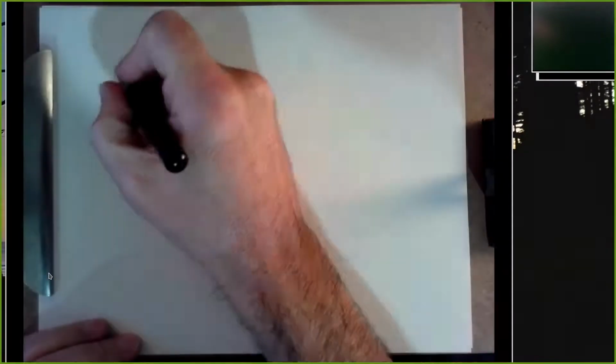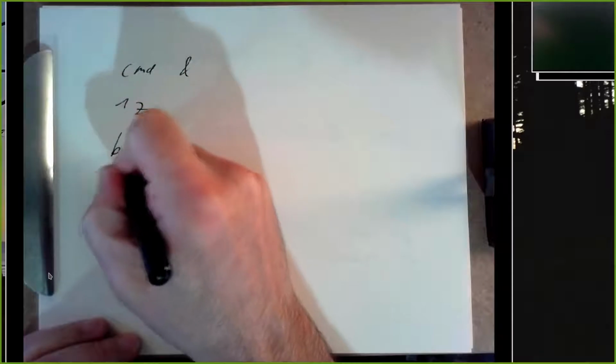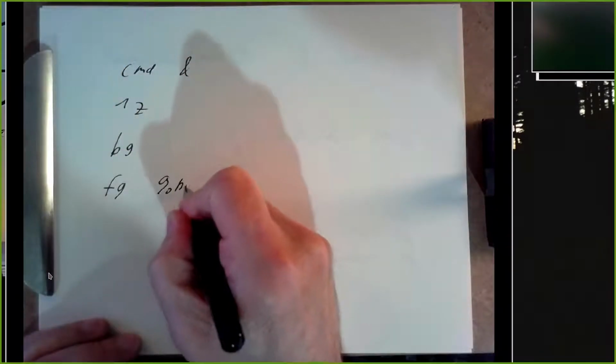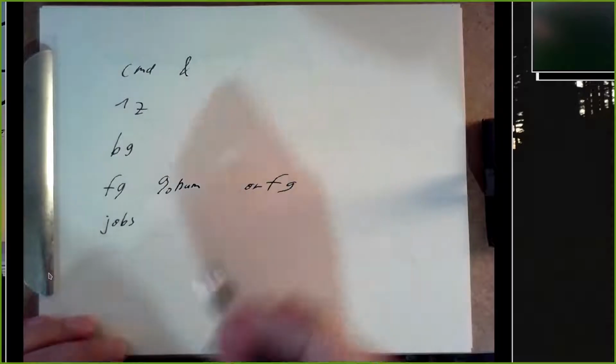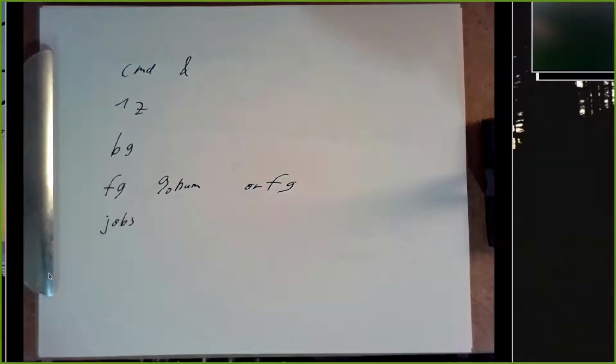So the main takeaways are: a command with an ampersand, Control-Z, bg, fg, %number, and jobs. And you don't really need the %number. You can just say fg and it will do the most recently backgrounded process.